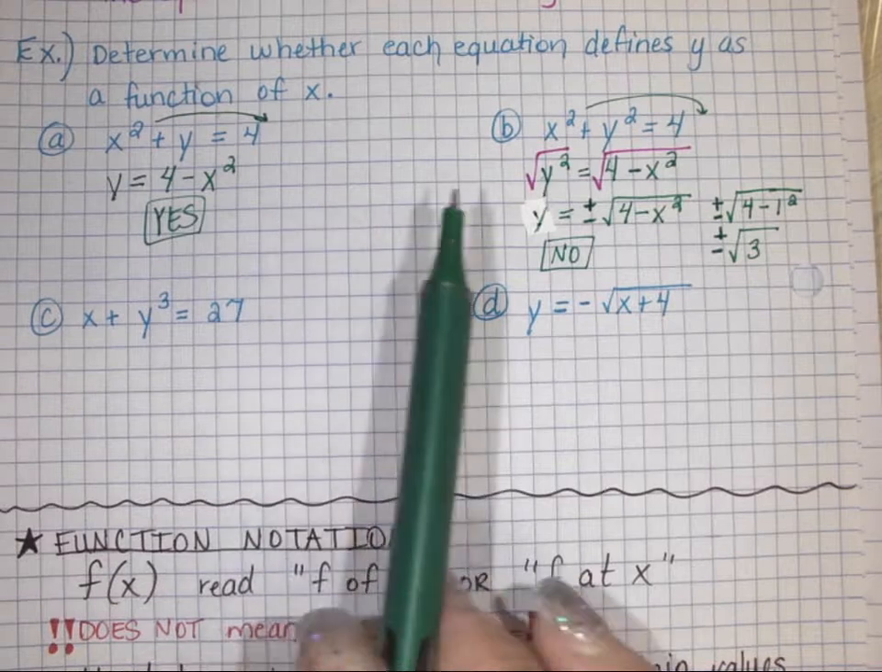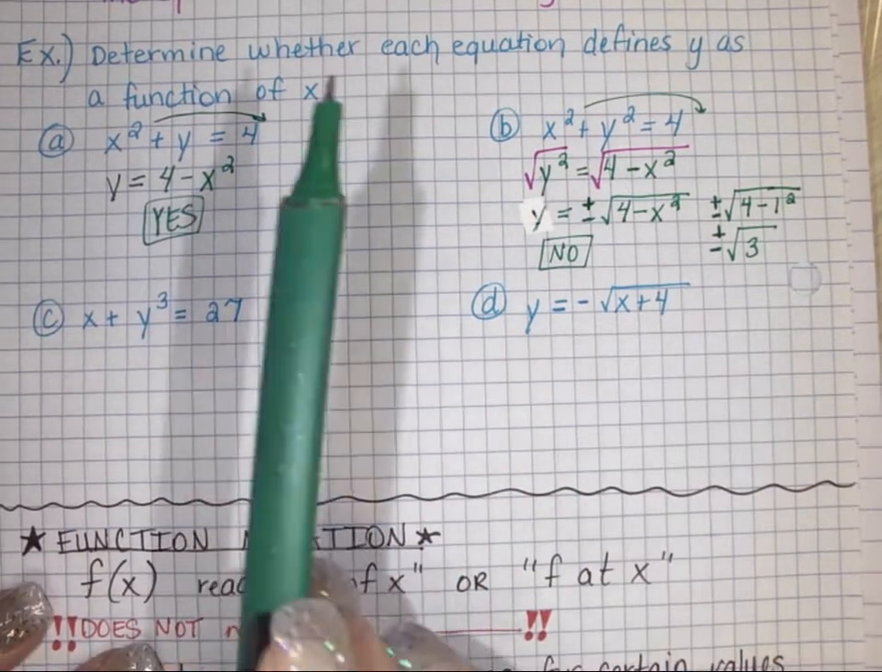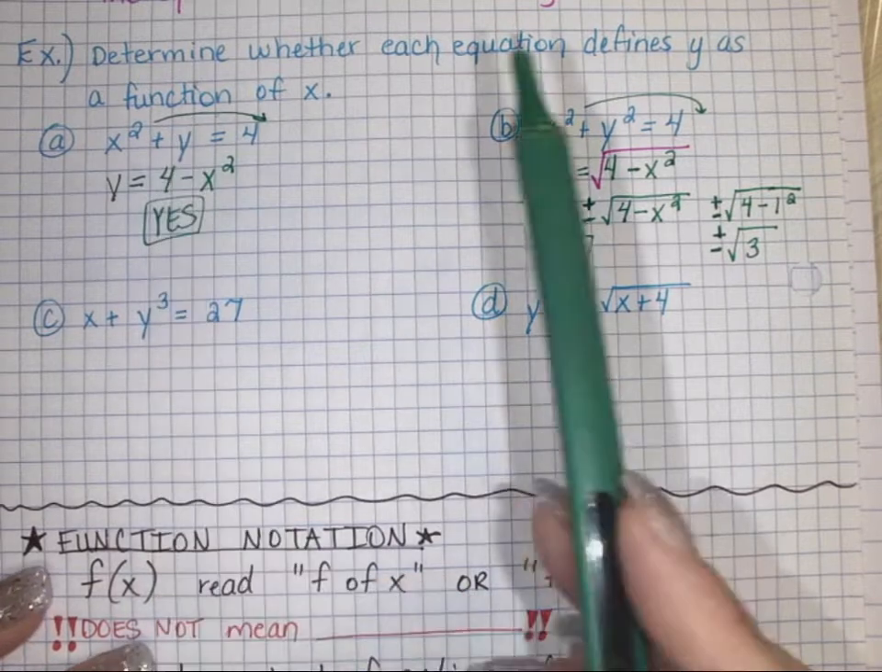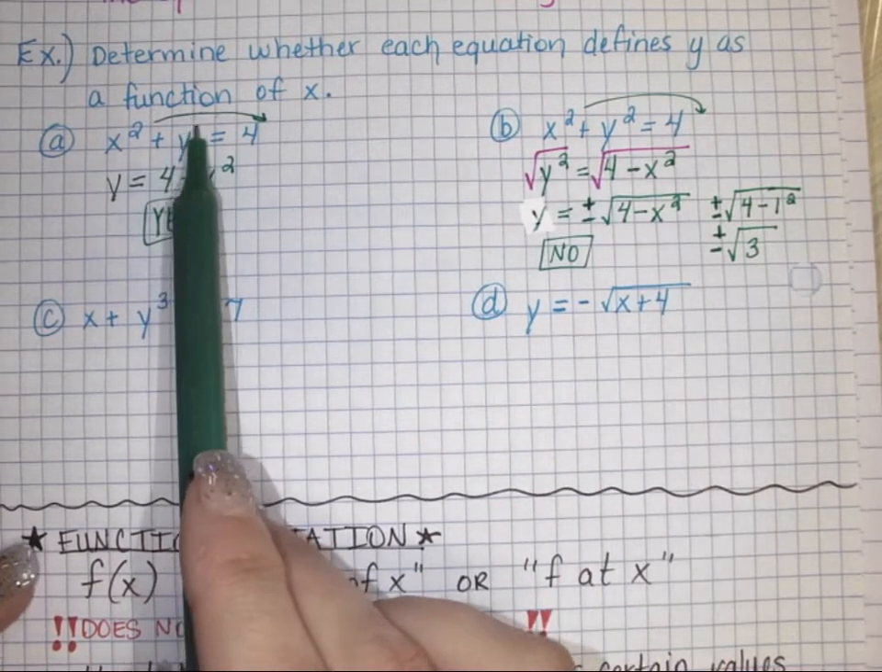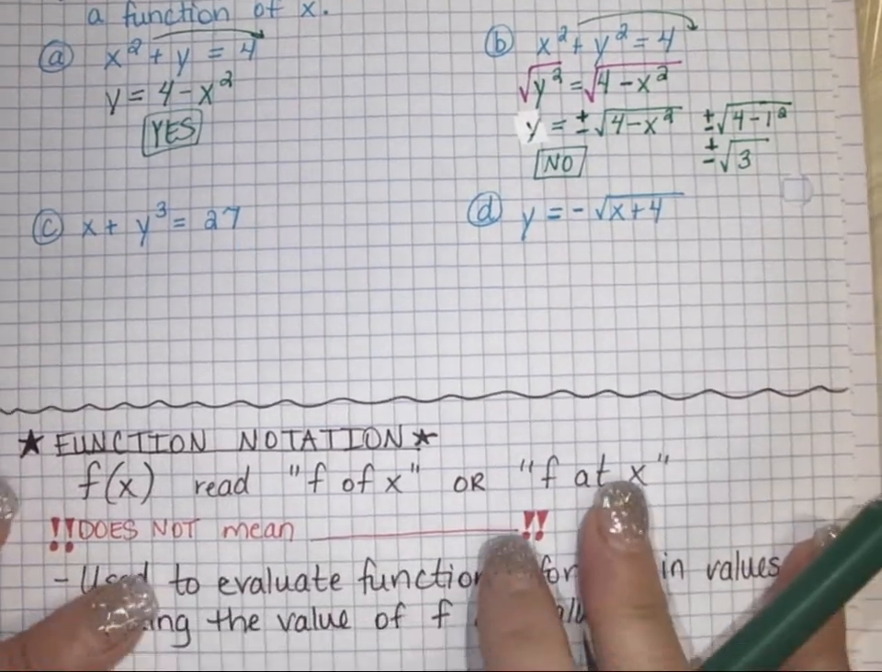I want to see if you pick up on the pattern as we progress from A through D, looking at the powers of y. Notice this was a first power, an odd. This is a second power, even power. Let's look at part C.